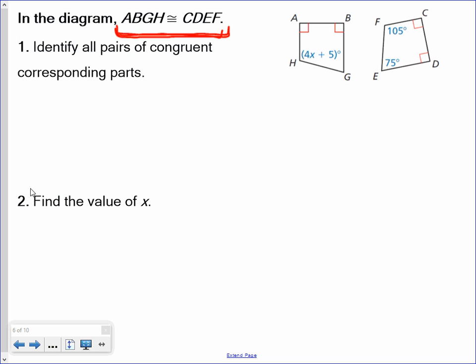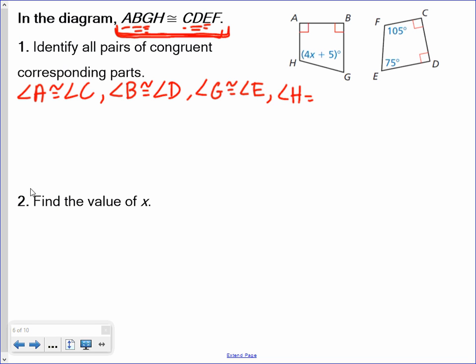Because I just go in order, right? A is the first letter, C is the first letter. So angle A would be congruent to angle C. And we've done a little bit of this before, actually. B is the second letter, D is the second letter. So angle B would be congruent to angle D. G is the third letter, E is the third letter. So G and E would be congruent. And then finally, the last letters are H and F. So H and F would be congruent. And then I go to my sides, and same thing. But this time, remember, sides are 2 letters, so I just go by 2 letters.